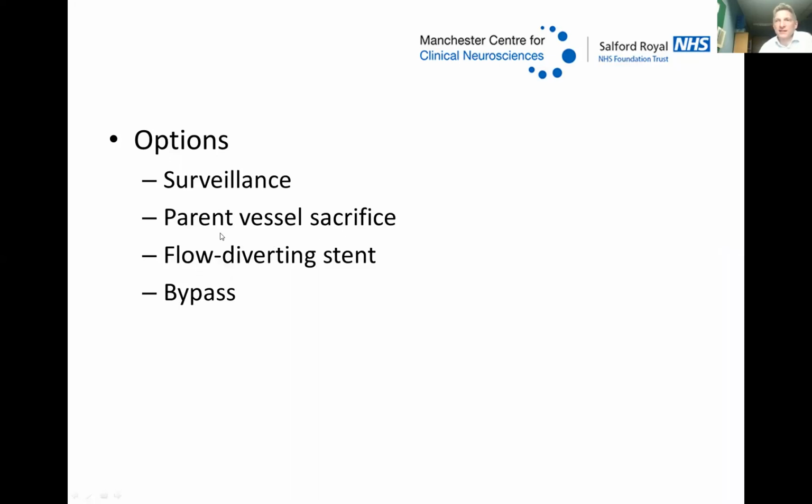And flow diverting stents, as I mentioned, can be considered, but it is more complex with him due to the extent of that diseased vessel. And bypass would be another option, but rather than bypass the occluded carotid on the right, we would be aiming to bypass the aneurysm to allow us to treat the aneurysm itself.